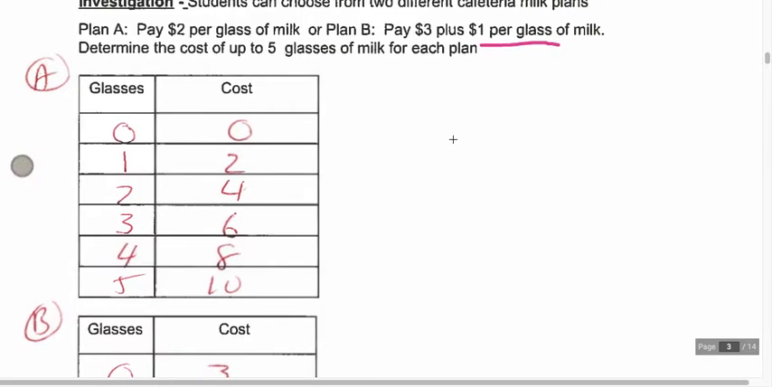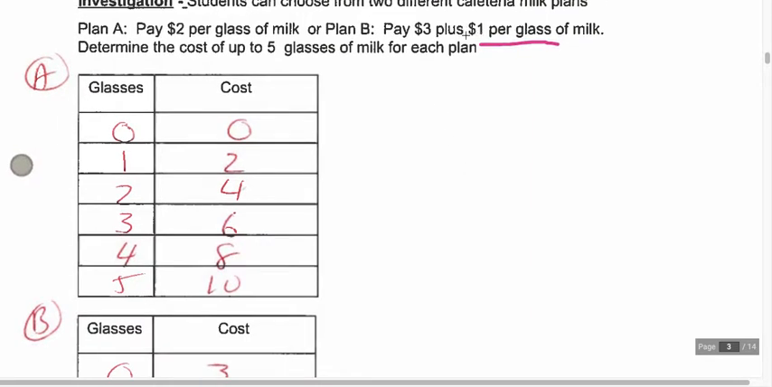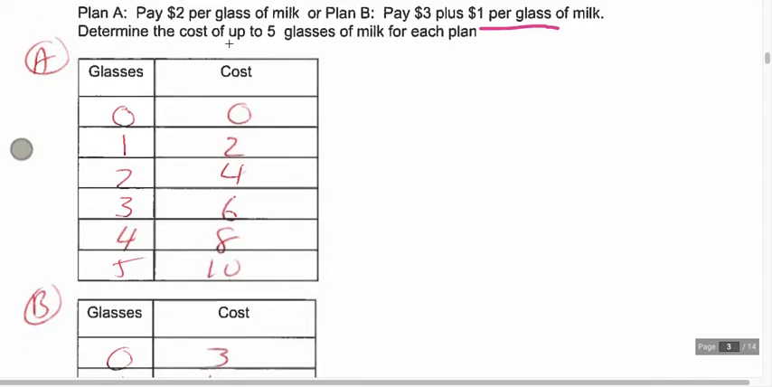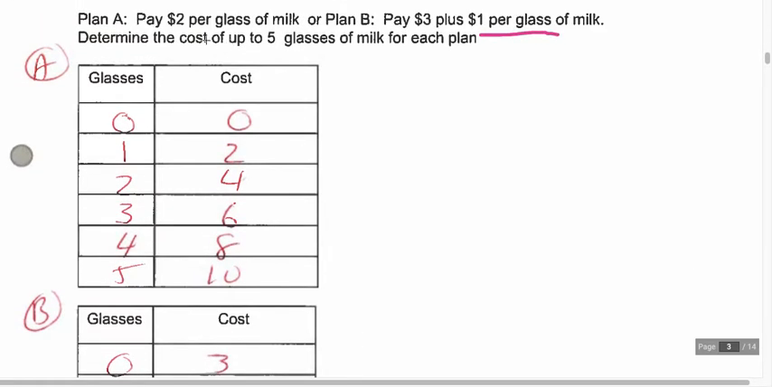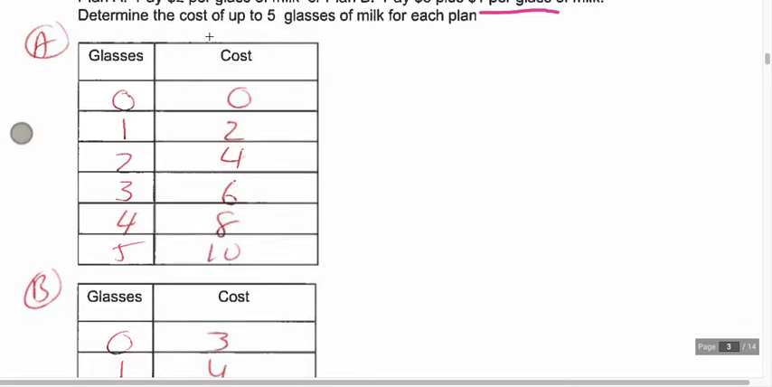Okay, so in your head you might start thinking, oh, I drink a lot of milk. This might be a better deal. Oh, I never drink milk. This might be a better deal. Or which one's a better deal or whatever. Or you say, I'm not going to commit to something. Maybe I'll choose plan A, where I just drink as much as I feel like or whatever.